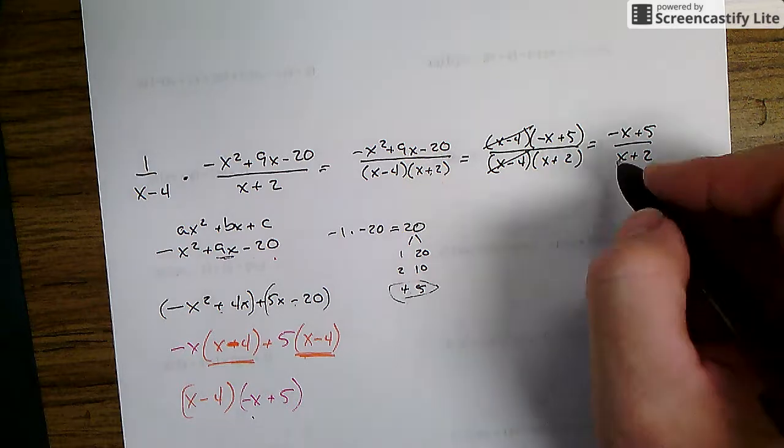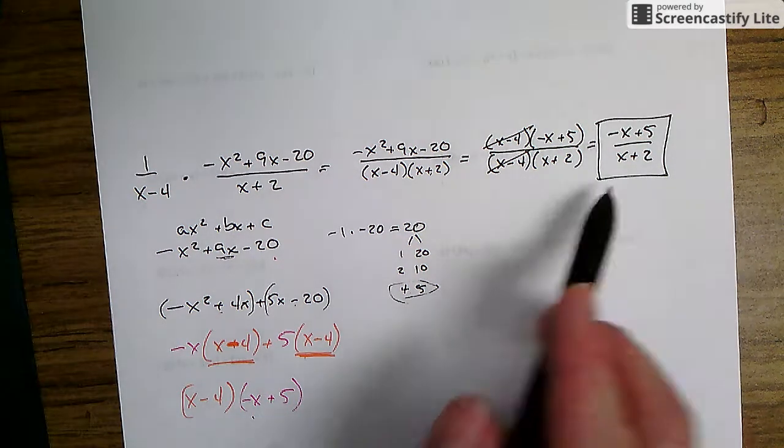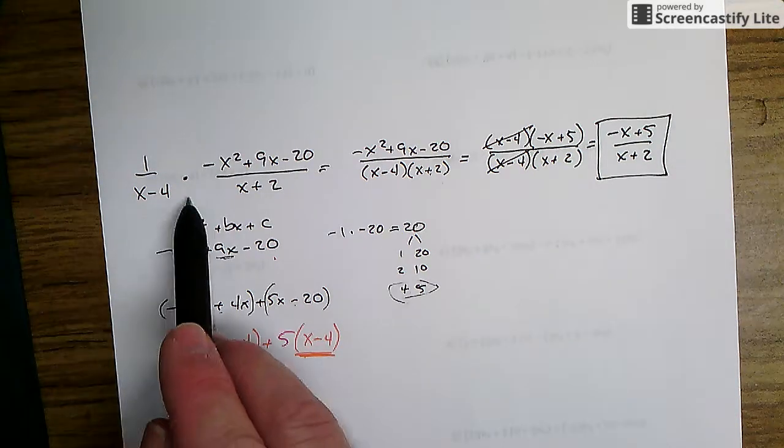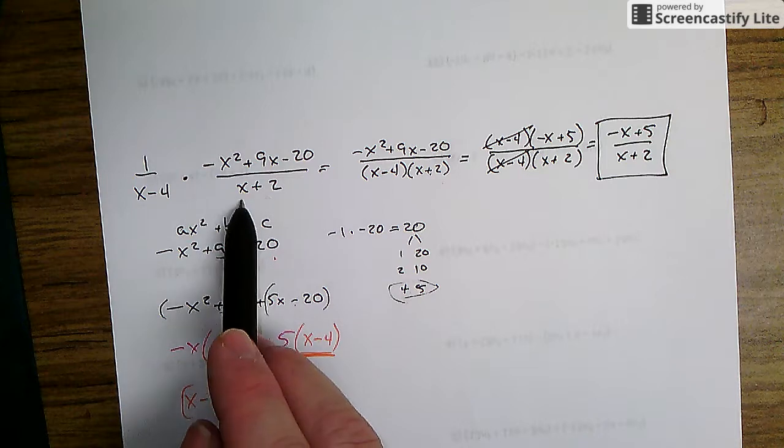And we are finished. That is our simplified solution to 1 over x minus 4 times negative x squared plus 9x minus 20 divided by x plus 2.